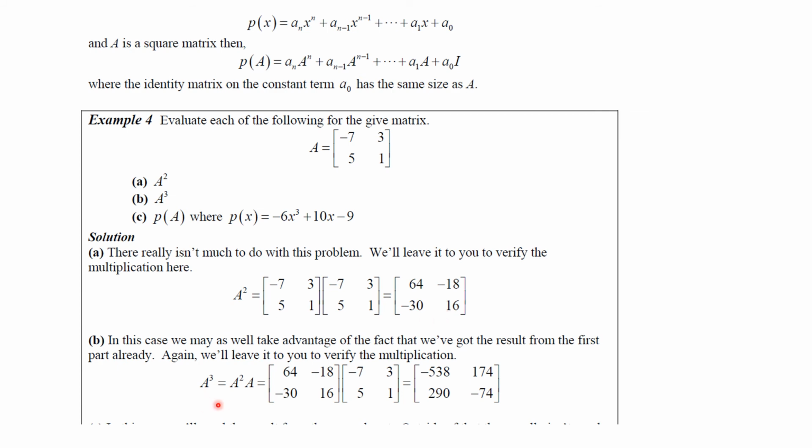Now A cubed is the same thing as A squared times A, so I can take my answer from up here and just multiply by A again, and I get this number. So that is what A cubed is. And now we know what A cubed is, and we know what A squared is, and we know what A is. So it's not difficult, let me say it that way, to do this polynomial.